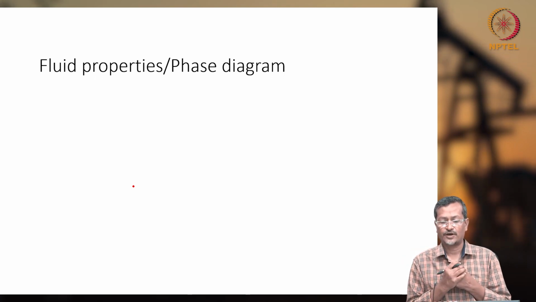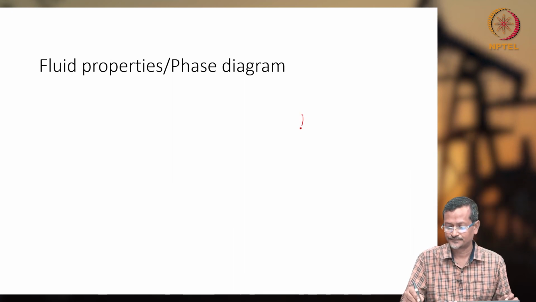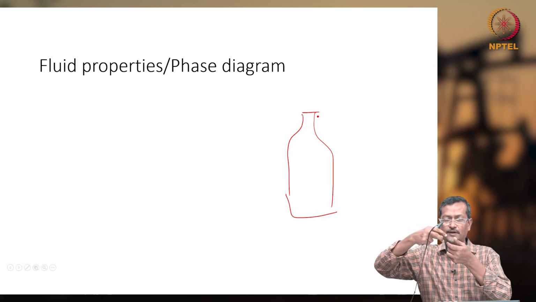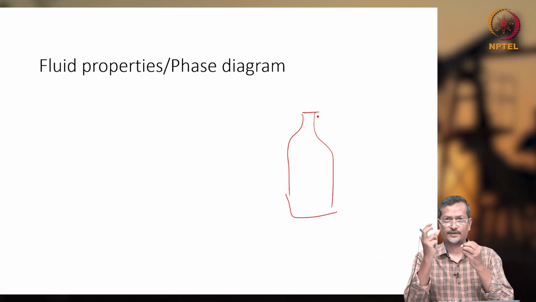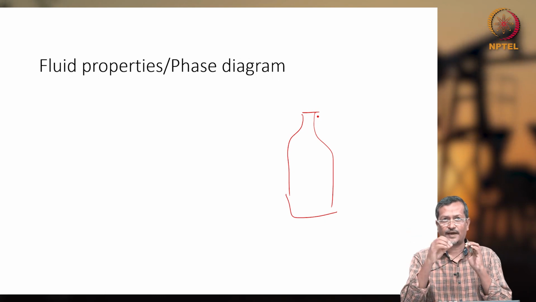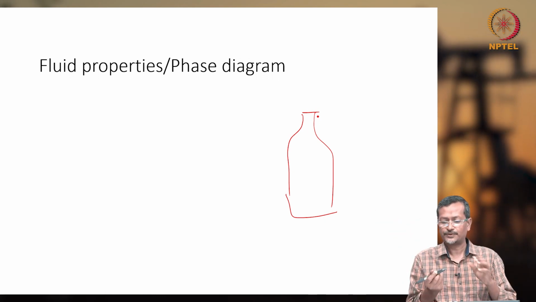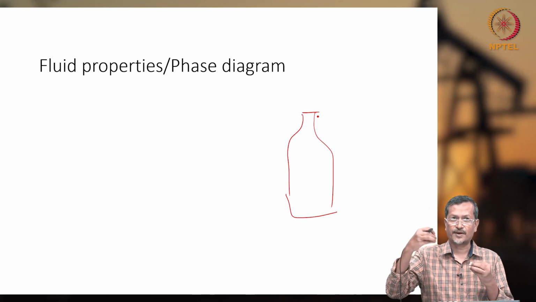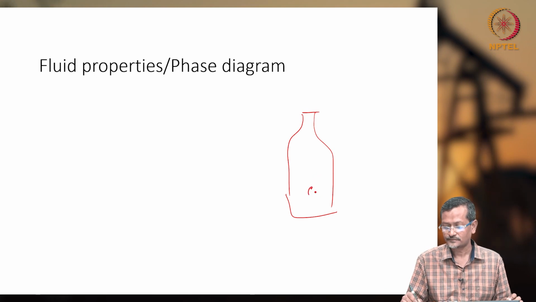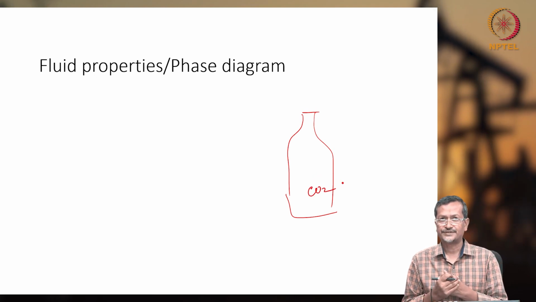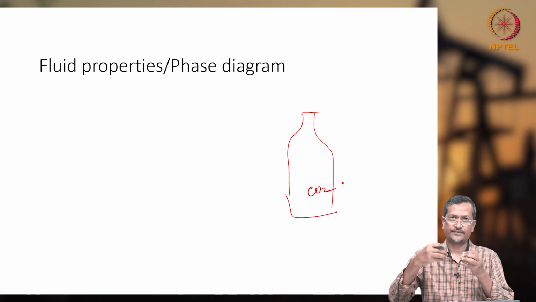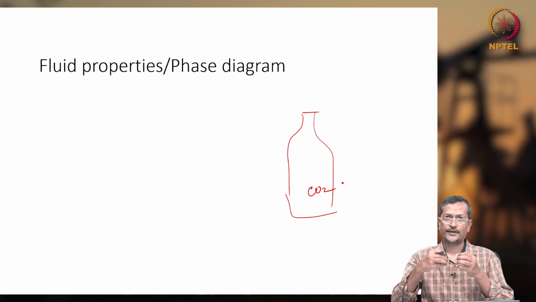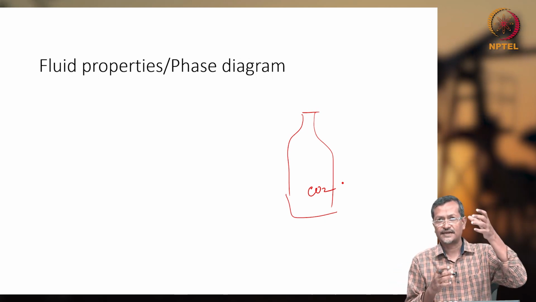So first, assume that you have one Coca-Cola bottle, or Pepsi, whatever, right? When you open the bottle, suddenly some gas will come out. If you jerk it properly, gas will be splashing all around. So what happens in the Coca-Cola bottle? At high pressure, you inject lots of carbon dioxide. When you mix a very high amount of carbon dioxide in the water and you are giving pressure, then you can see only a single phase fluid.